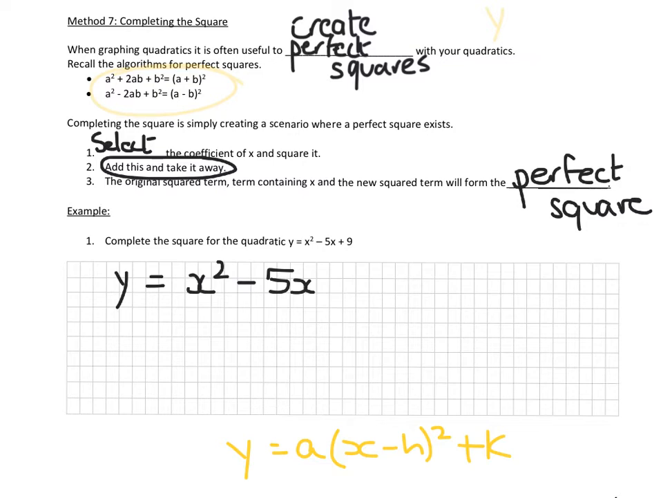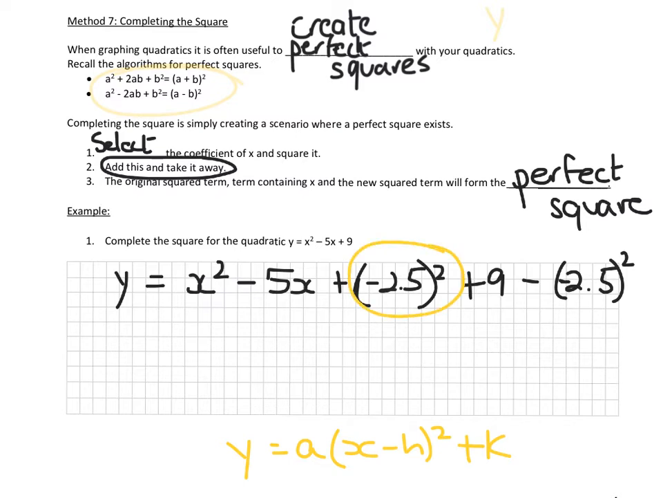So it's going to be negative 5 over 2, which is negative 2.5 squared. So I'm just going to write plus negative 2.5 squared. And then we go plus 9, take 2.5, negative 2.5 squared. Now it's actually really important that I don't simplify this part here. I don't need to simplify that because I know that's going to go straight into my bracket with the original squared term, x, the term containing x, negative 5x, and the new squared term, that's going to form the perfect square, this bit in here.